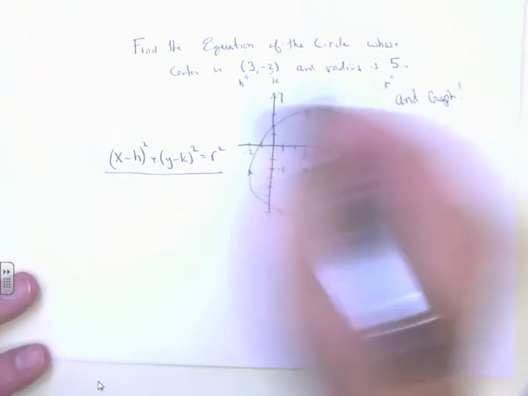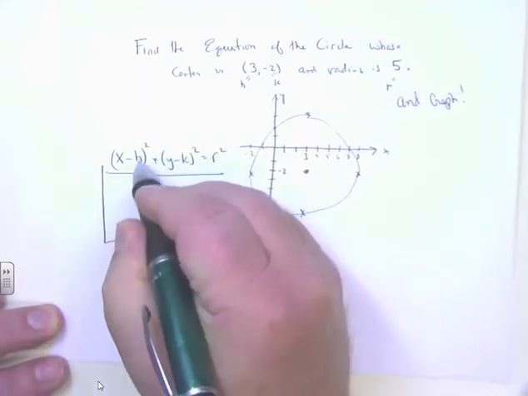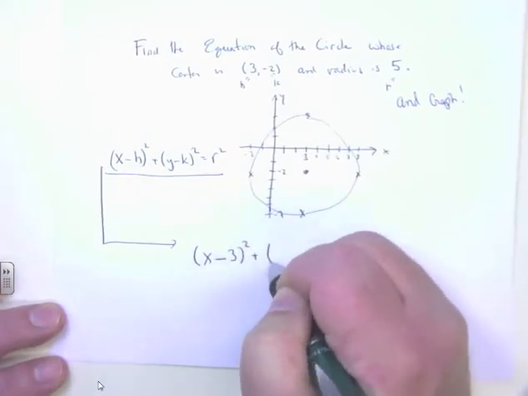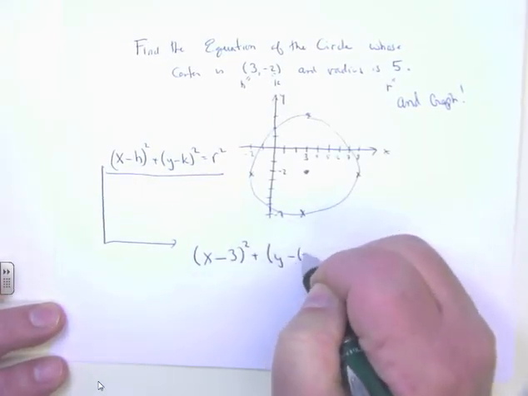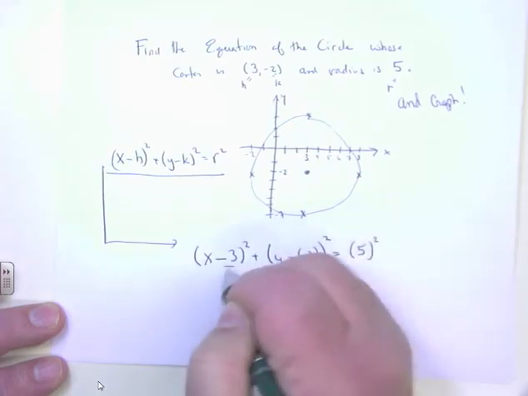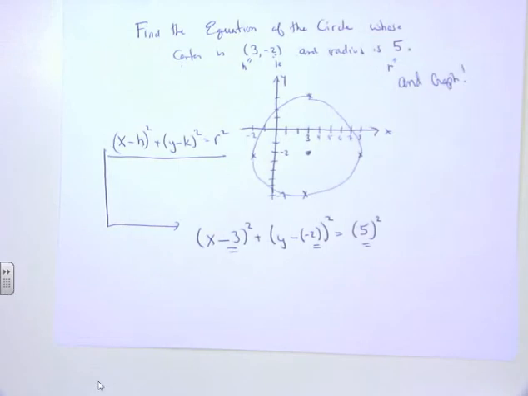To plug this information in, I get x minus h, but my h is 3. So it'll be (x - 3)² + (y - (-2))² = 5². I just want you to see that in my formula, I'm just plugging in my information. This is a standard engineering-style approach to mathematics: knowing forms and plugging the information into the form. Does this make sense? Clean it up.